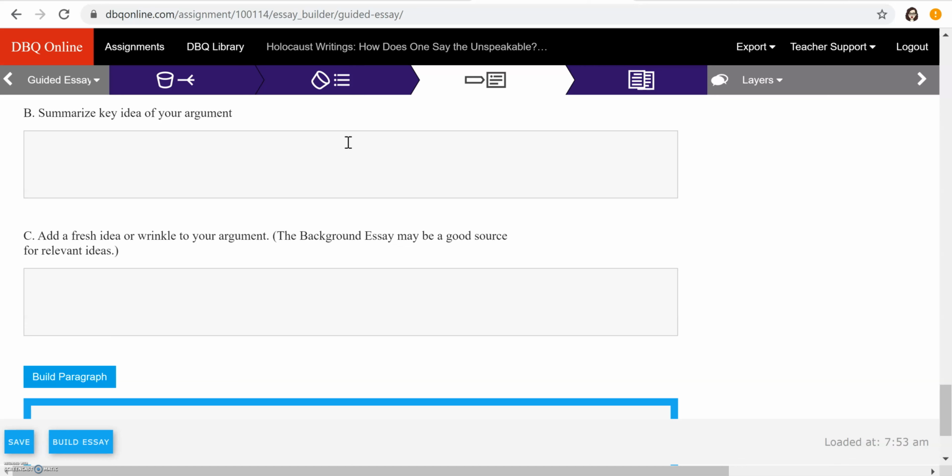So why is this important for the world? Why is this important to society? How has this changed the world by using this writing? Once you've done all this, you're going to click Build Essay, and it will create your essay for you.